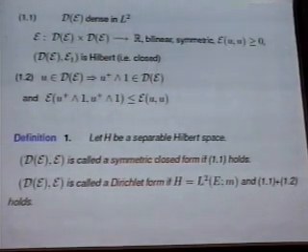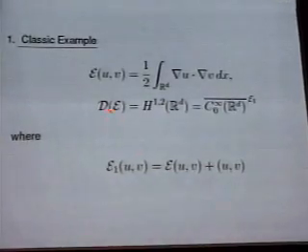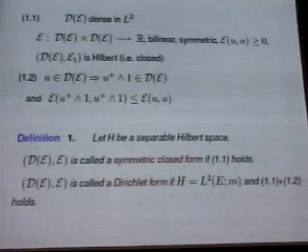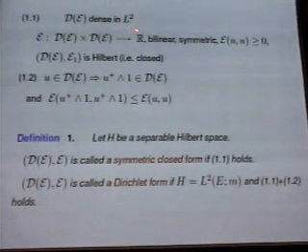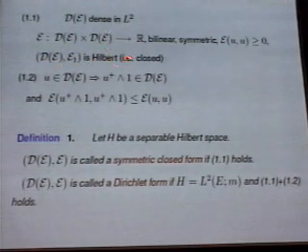So after you complete it, you get a domain. This domain, a basic fact is that there is a bilinear form, symmetric, and it is dense and positive. So it becomes a Hilbert space. Itself is a Hilbert space.